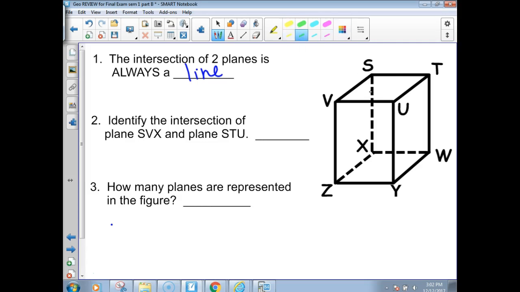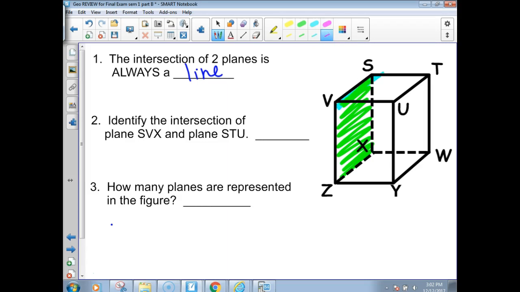What did you guys get? S. Somebody just have S? SV? Okay, that is correct. SVX is, in case somebody couldn't see it, over there. You have to include all 4 points.